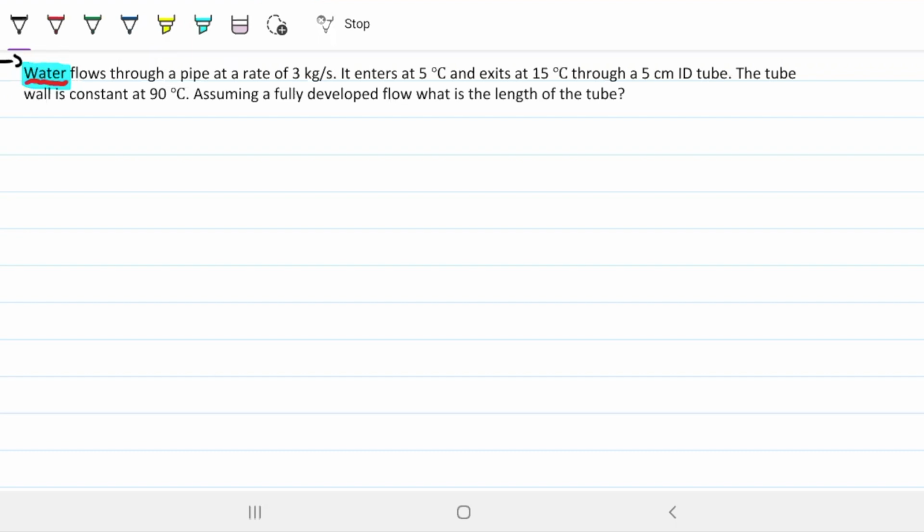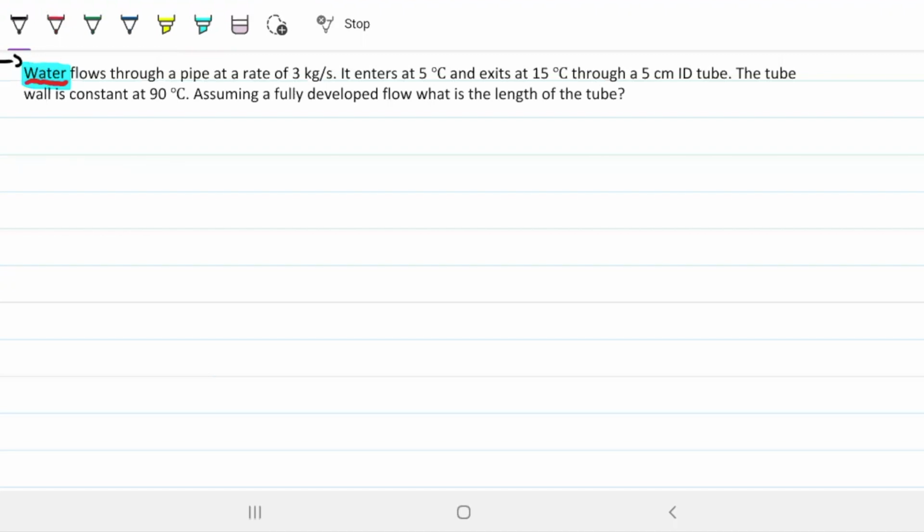Flows through a pipe at 3 kilograms per second. It enters at 5 Celsius and exits at 15 Celsius. Okay, so before I even continue, if we know the mass flow rate of water, the temperature it enters and the temperature it exits, we know exactly how much energy it absorbed. That's very easy for us to calculate.